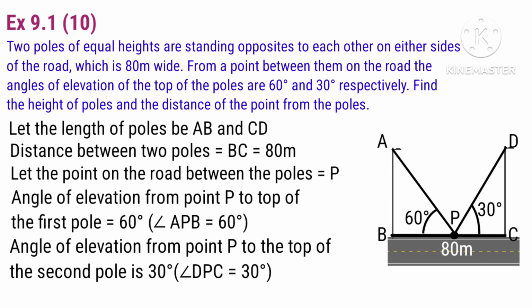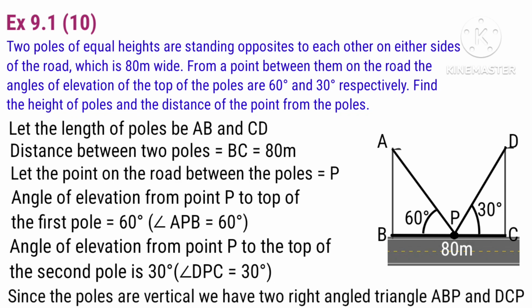So here we need to find the height of the poles, that is AB and CD find பண்ணோம், and also the distance from the point to the poles find பண்ணோம், that is BP and CP find பண்ணோம். Since the poles are vertical, we have two right angle triangles here. The first one is angle ABP is equal to 90 degree and angle DCP is 90 degree.